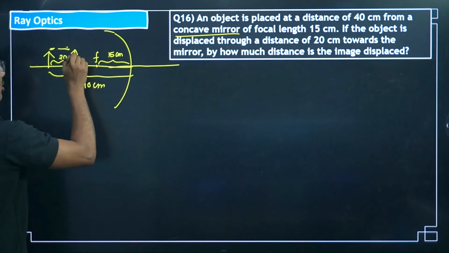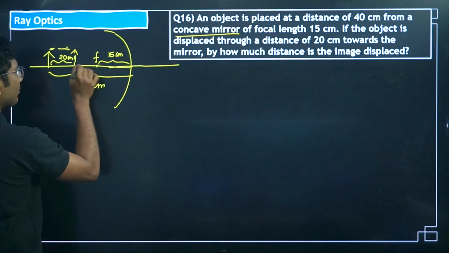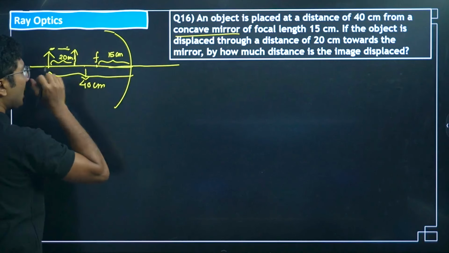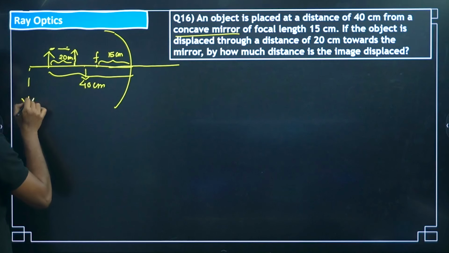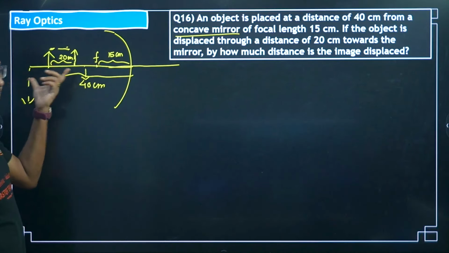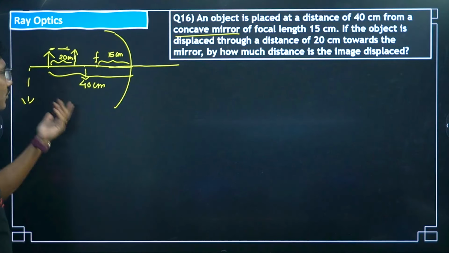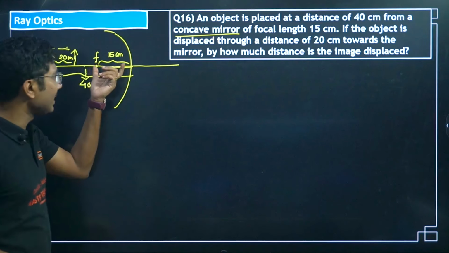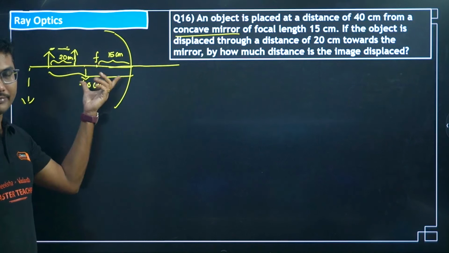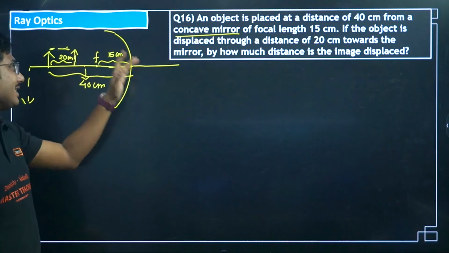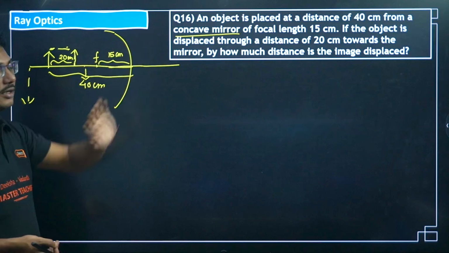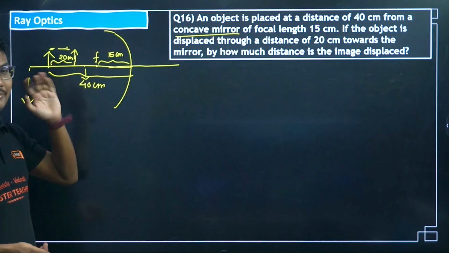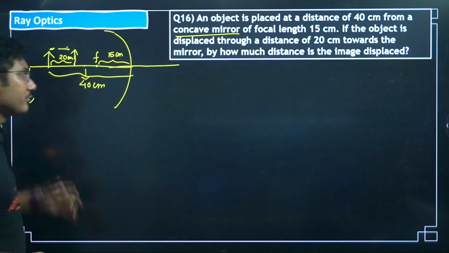So, initially this was the object, and somewhere you will get an image here. After you move this object closer to the mirror, the image will be shifted. So, what is the shift between the two image positions? That is the basic question. First we have to find the first image position. Now, remember that for a concave mirror the focal length is negative, U is negative, and even V will be negative for real objects and real images. Only if the distance is smaller than F, then V will be positive. Otherwise, for a concave mirror, U is negative, F is obviously negative, and V will also come out to be negative.